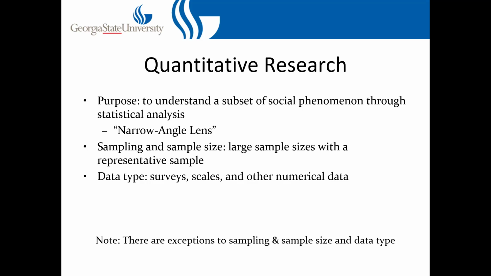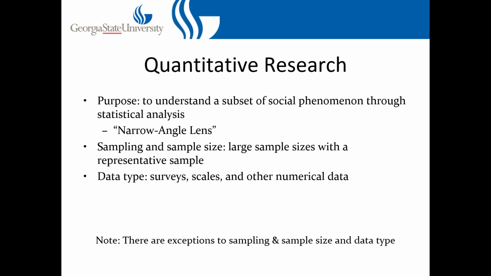Now, just like qualitative research, exceptions can exist. There are some quantitative research studies that have small sample sizes, and there are some quantitative research studies that don't have a representative sample. But as a general rule, most quantitative research has larger sample sizes and a representative sample. The data type for quantitative research is usually surveys with those closed-ended questions that we talked about on the last slide, scales, so things like the CESD, which is how we measure depression, the HADS, which is how we measure anxiety, and the UCLA Short Loneliness Scale, which measures loneliness.